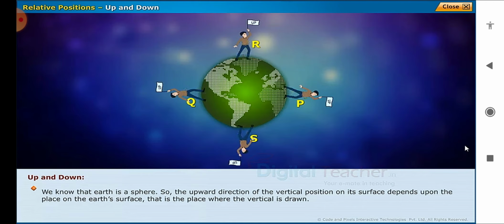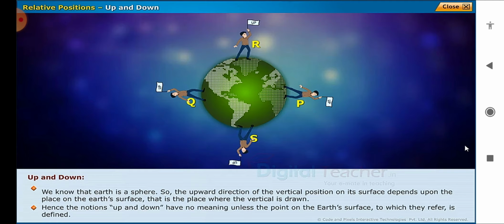We know that Earth is a sphere, so the upward direction of the vertical position on its surface depends upon the place on the Earth's surface. That is the place where the vertical is drawn. Hence, the notions up and down have no meaning unless the point on the Earth's surface to which they refer is defined.